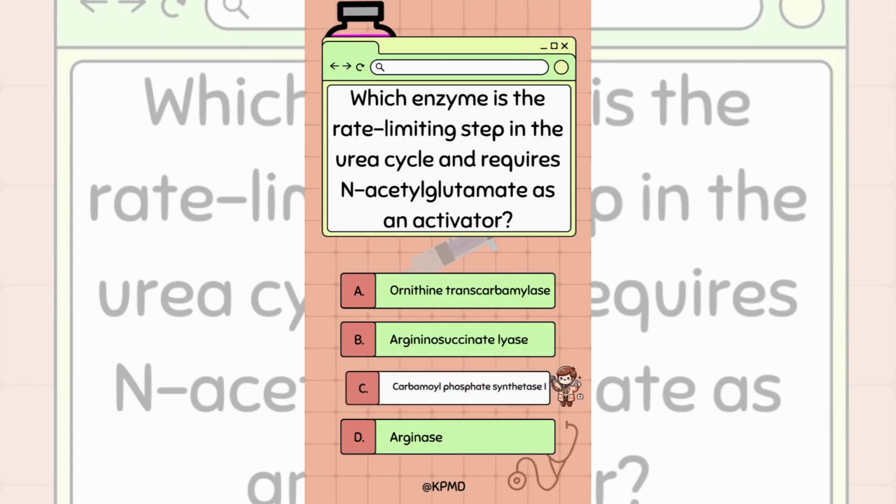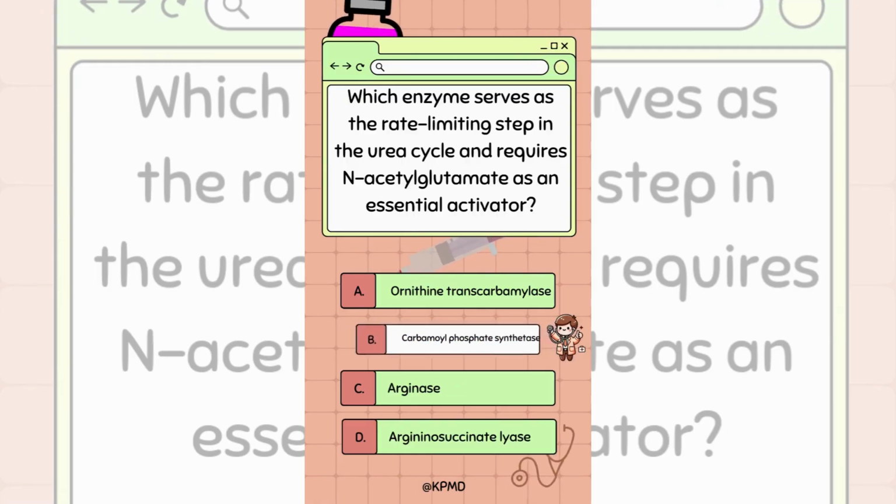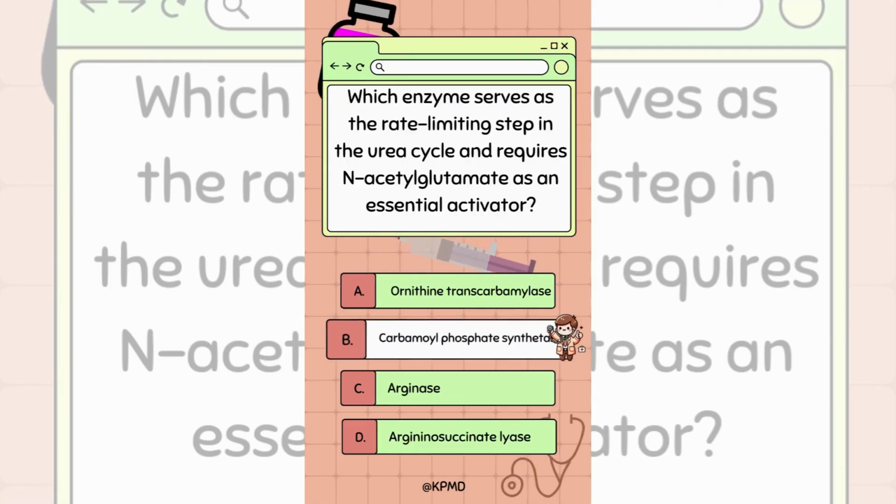Correct answer is C. Carbamoyl phosphate synthetase 1. Which enzyme serves as the rate-limiting step in the urea cycle and requires N-acetylglutamate as an essential activator? Correct answer is B. Carbamoyl phosphate synthetase 1.